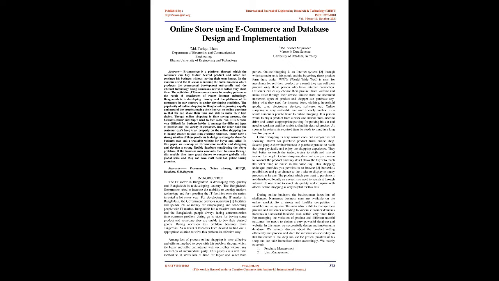In the modern world, the IT sector is running the recent business, which produces commercial development universally in internet technology, doing numerous activities within a very short time. The activities of e-commerce show an increasing pattern as a result of the attachment of recent internet technology.